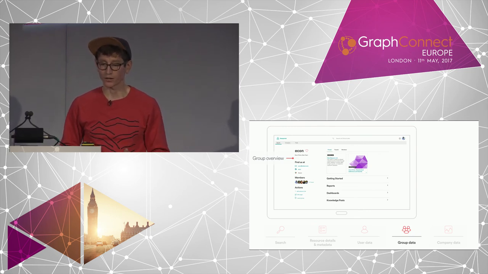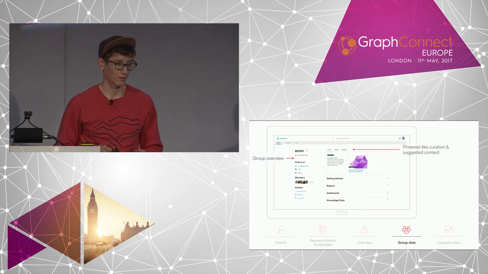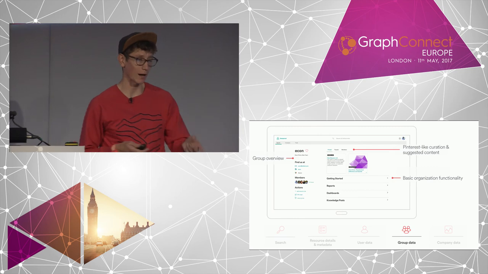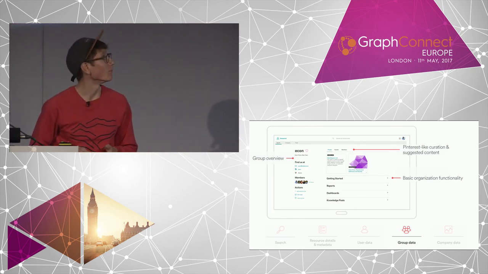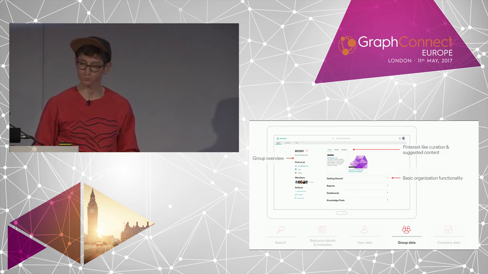You can see who's in a particular team. And to enable curating content, we decided to borrow some ideas from Pinterest. You can pin any sort of content to a page, and there's basic organizational functionality. In the case that a team doesn't have any content that's been curated, we have a popular tab, which you can't really see here. But rather than displaying an empty page, we can leverage our graph to inspect what resources the people on a given team use on a regular basis and give context that way.